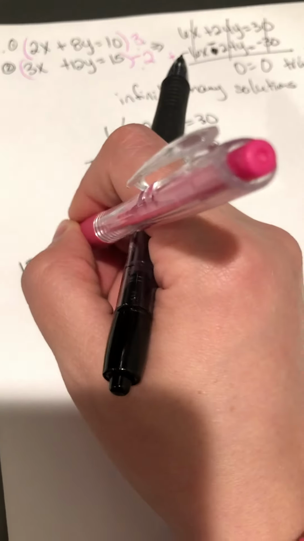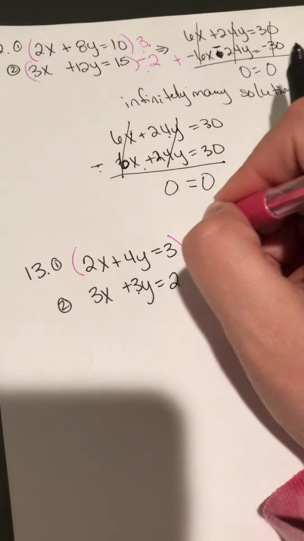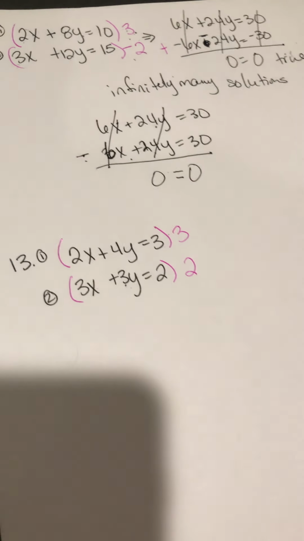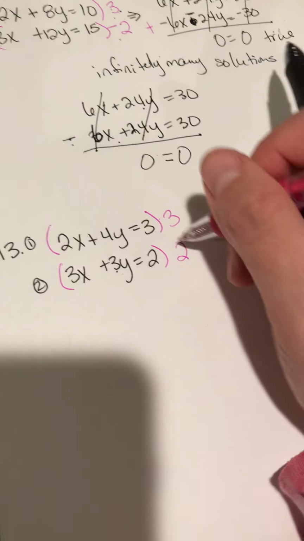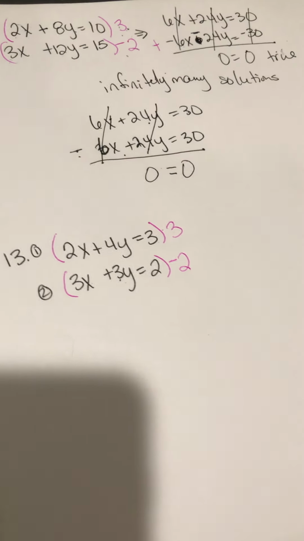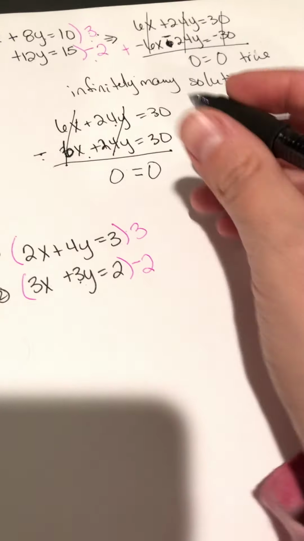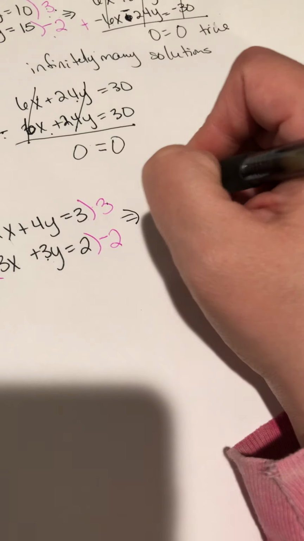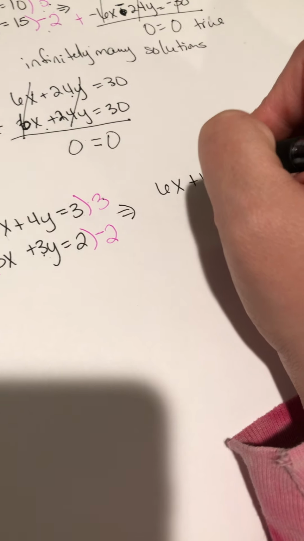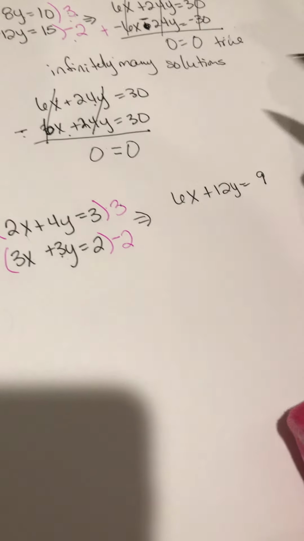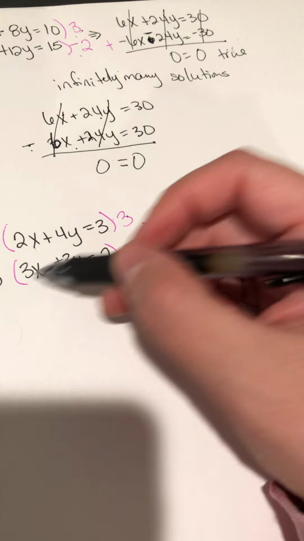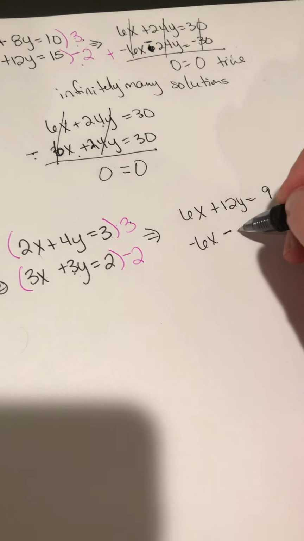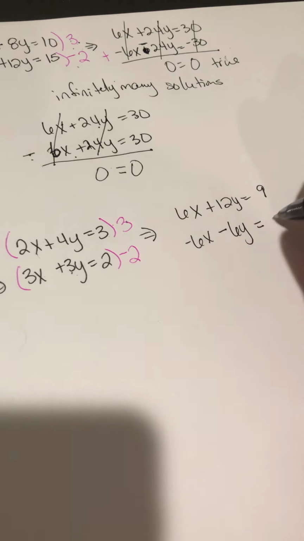So we're going to do this one to make it a 6, I multiply by 3. And this one to make it a 6, multiply by 2. And again, we're going to make one negative. I did the top one, so I'll do the bottom one this time. So when I multiply this by 3, 3 times 2x is 6x plus 12y equals 9. When I do the bottom one by negative 2, I've got negative 6x minus 6y is equal to negative 4.